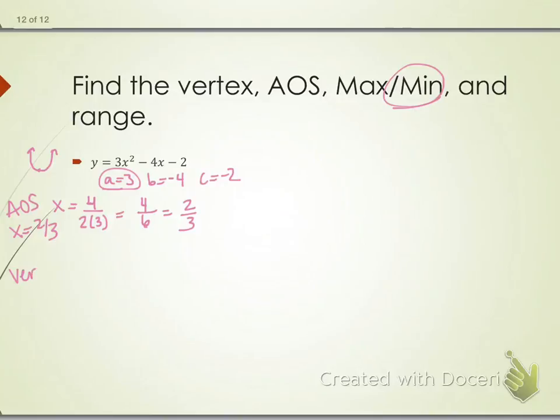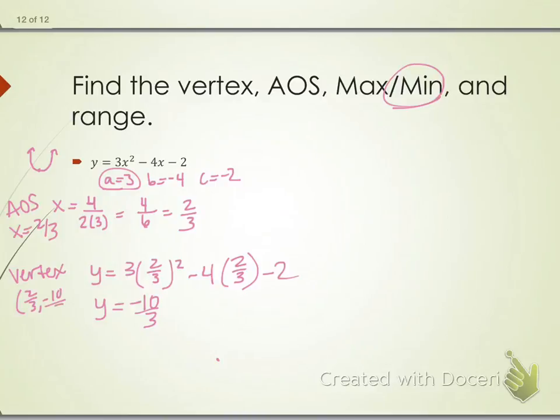So when I do my vertex, I plug that in to get my point. So y is equal to 3 times 2/3 squared minus 4 times 2/3 minus 2. So when I type that in, make sure you have parentheses. So I get negative 10/3. So my vertex then is at 2/3, negative 10/3. So that is what my minimum value would be. And if my graph looks like that, my range then would be my y value that my vertex is, and I want everything bigger than that, so y is greater than or equal to negative 10/3.